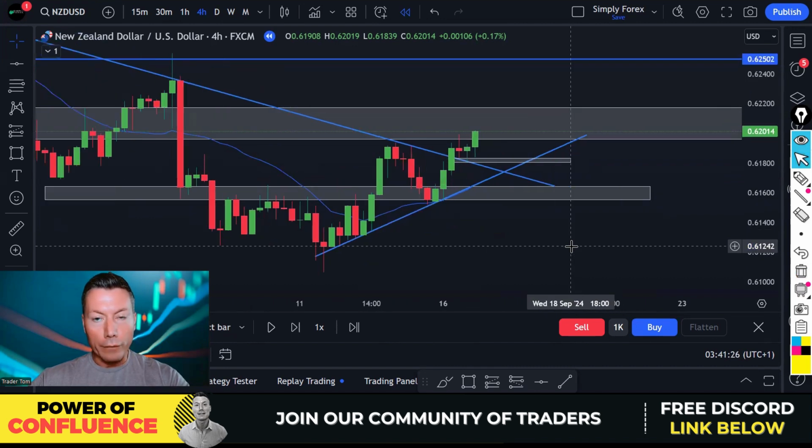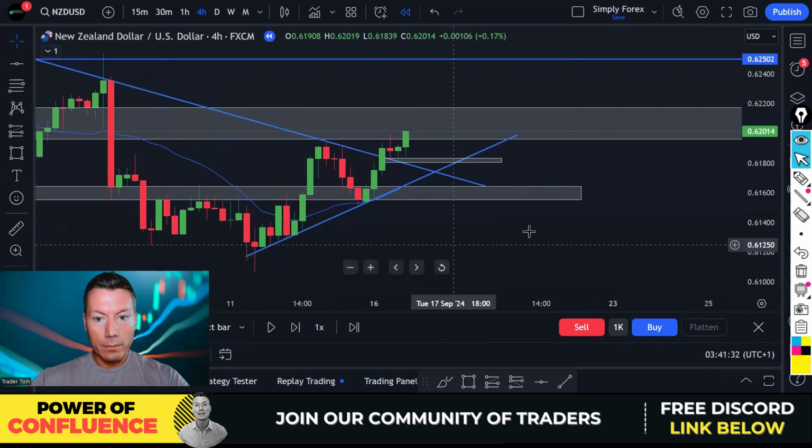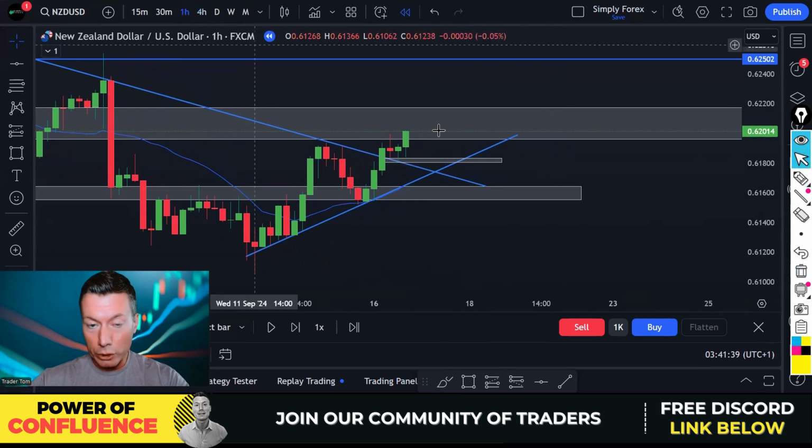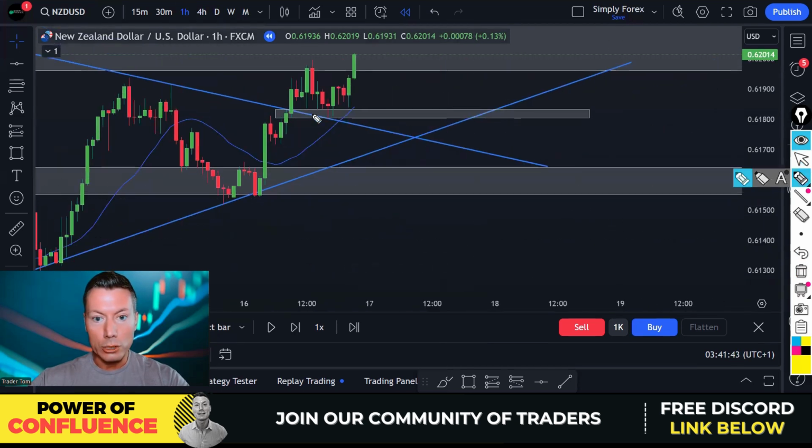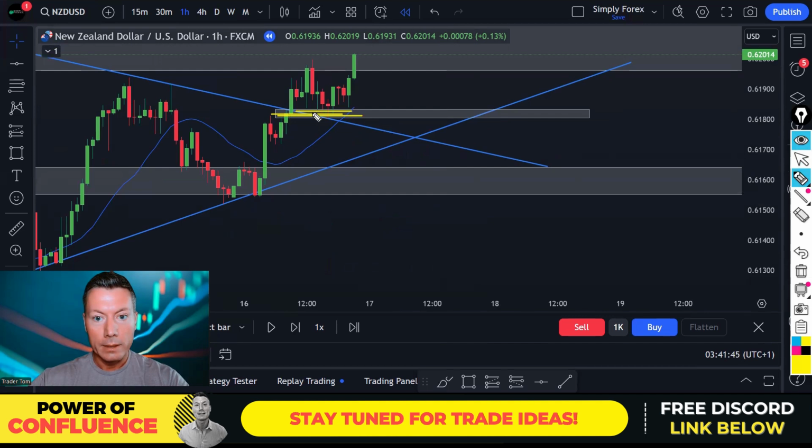Now we're looking for confluence as in places to enter the market. Now this is potentially the last H4 low. If we look at the H1, which I do, let's keep an eye on this. This is also an H1 level through here. So this could become important.